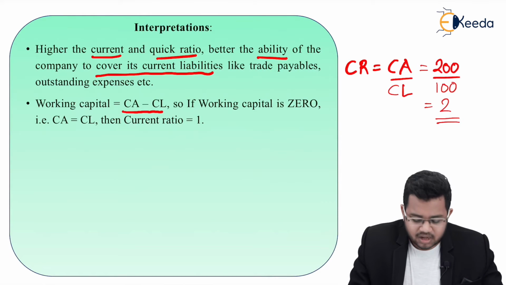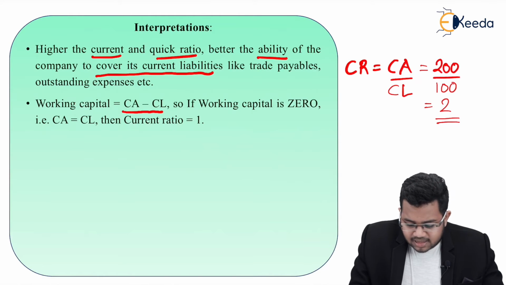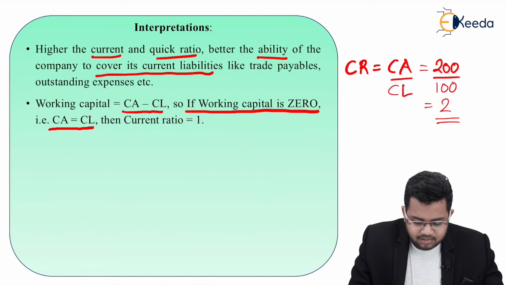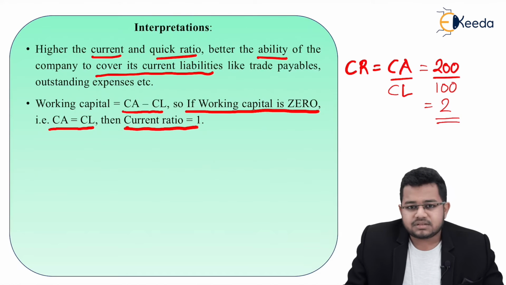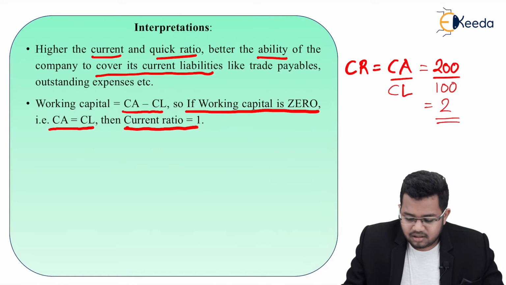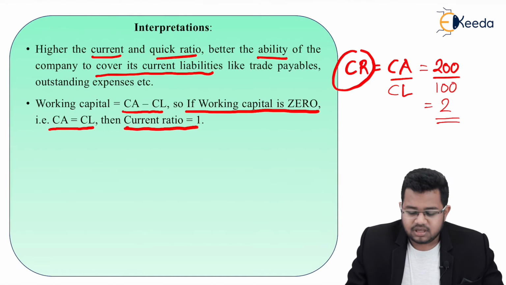We have studied this in FRA. So if current assets minus current liabilities is working capital, and working capital is 0, that is current assets is equal to current liabilities, then current ratio will be equal to 1. So this is one interpretation which we can make. If CA minus CL is working capital, and the question says working capital is 0, it means current assets and current liabilities are the same. And if CA and CL both are the same, then your current ratio will be 1.